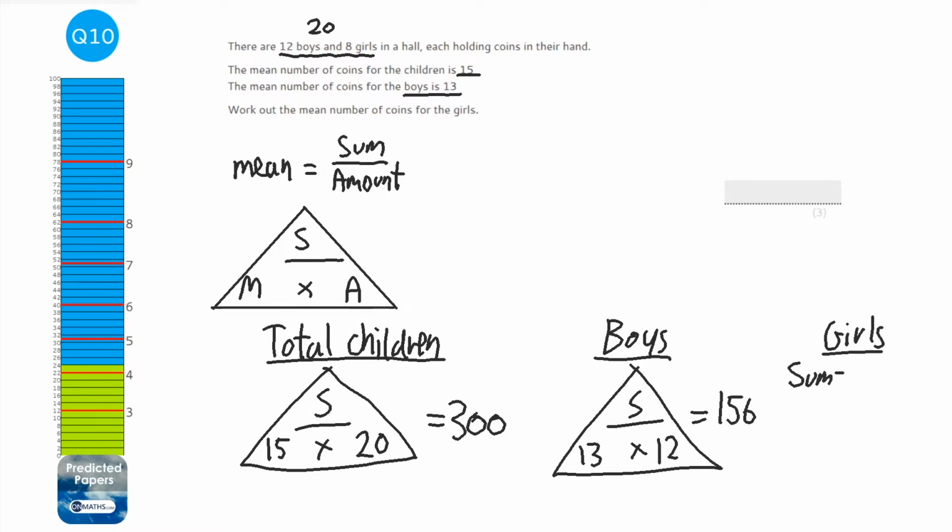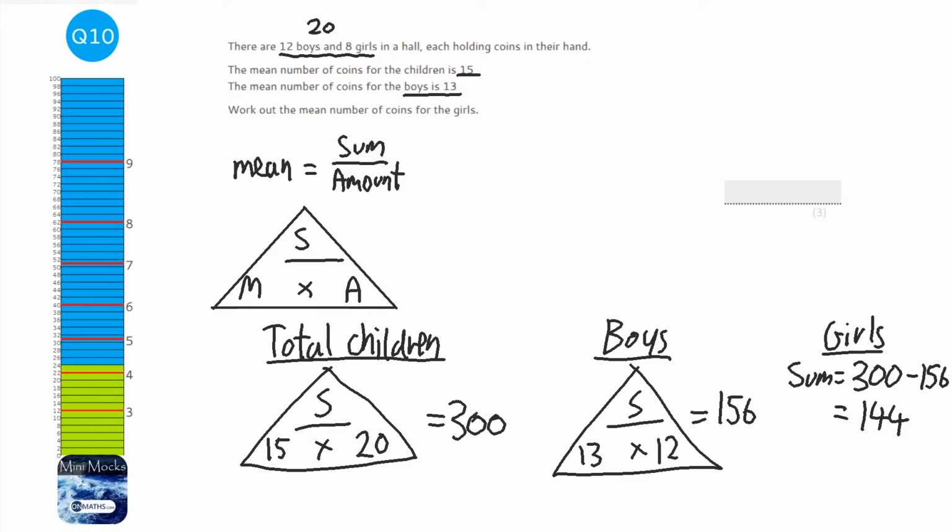So to work out the sum of the girls, we're going to do the sum of all the children, which is 300, take away the sum of the boys, which is 156. So we'll do 300 take away 156, which is 144. So we know what the girls add up to, because if the boys add up to 156 and the total children adds up to 300, then the girls must add up to 144.